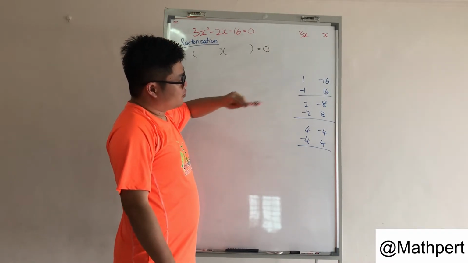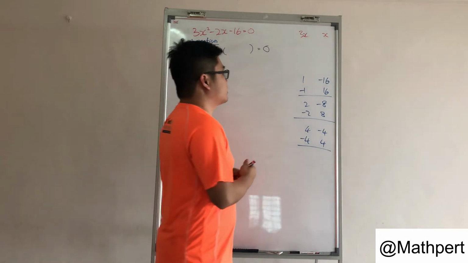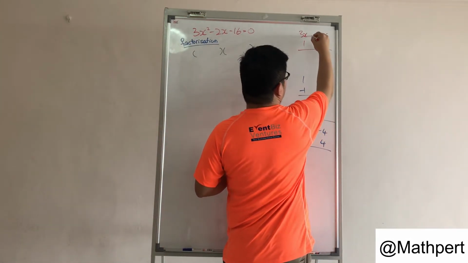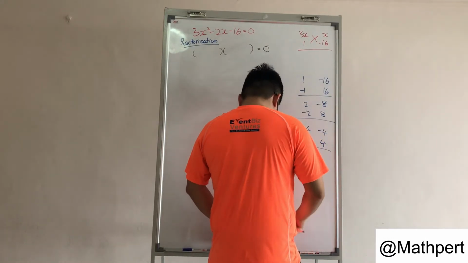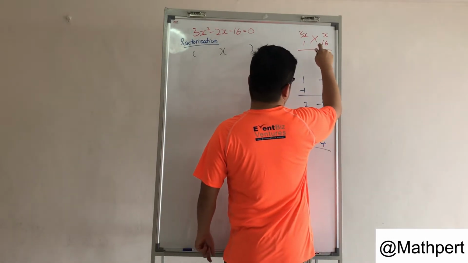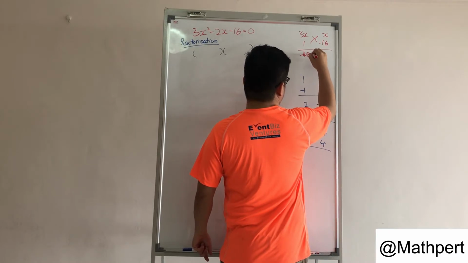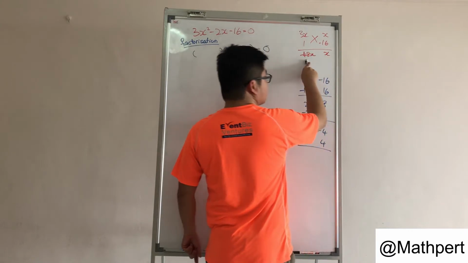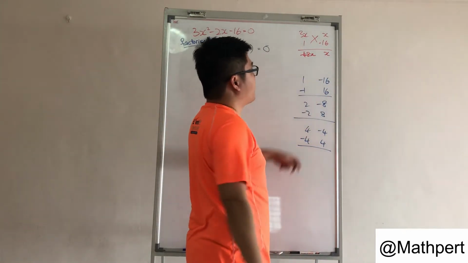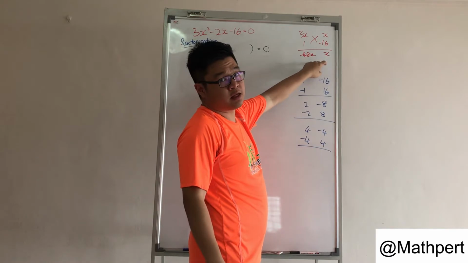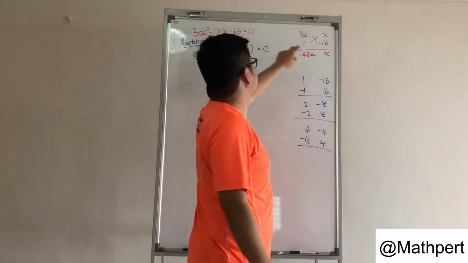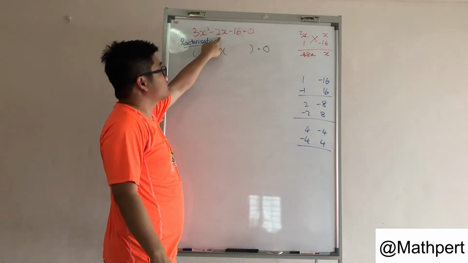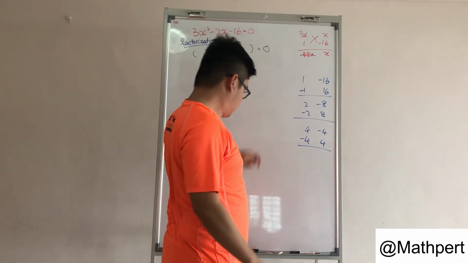So we try the first one first. 1 and negative 16. Cross multiply. 3 multiply negative 16 will be negative 48x. 1 multiply x will be x. So negative 48x plus x will be negative 47x. But we need negative 2x. So this one can't.